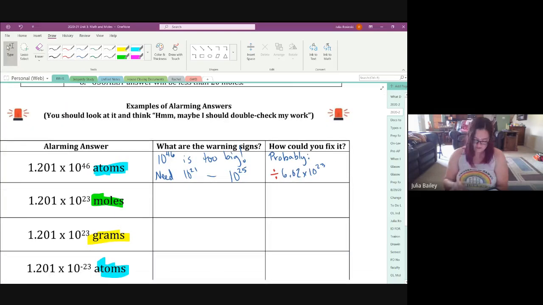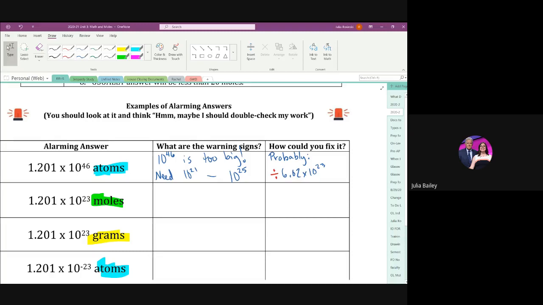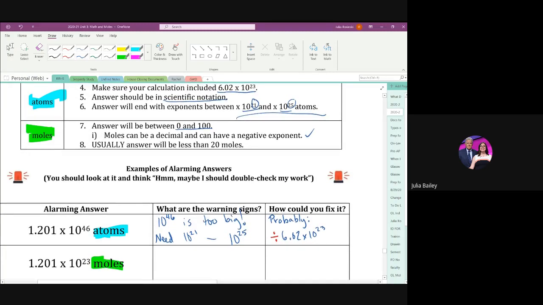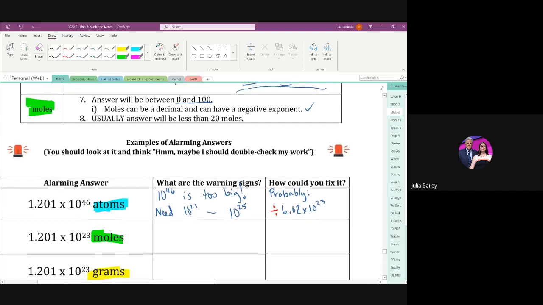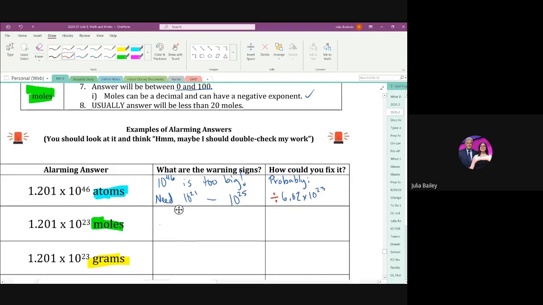1.201 times 10 to the 23rd moles. That's a problem. Your answer of moles should be between 0 and 10, or sorry, 0 and 100. 10 to the 23rd is way, way, way bigger than 100.